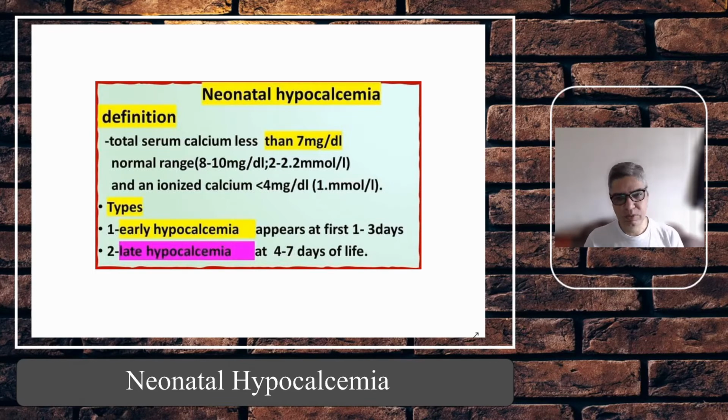Now, neonatal hypocalcemia is of two types. One is the early type, and the other one is the late type. The early one is the type that appears in the first 3 days of life. And neonatal hypocalcemia which appears after that, somewhere between 4 to 7 days of life, is known as late hypocalcemia.